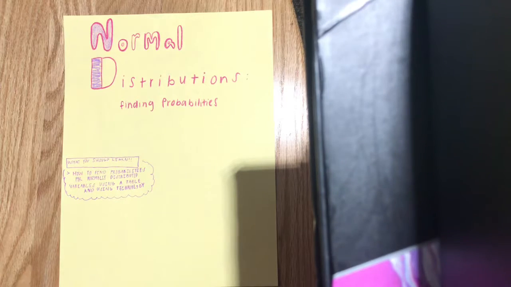Normal distributions, finding probabilities. What you should learn from this chapter is how to find probabilities for normally distributed variables using a table and using technology. If a random variable, x, is normally distributed, you can find the probability that x will fall in a given interval by calculating the area under the normal curve for the given interval. To find the area under any normal curve, you can first convert the upper and lower bounds of the interval to z-scores, then use the standard normal distribution to find the area.